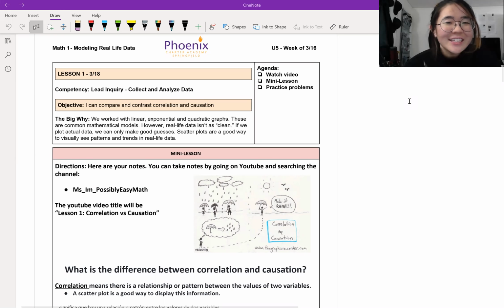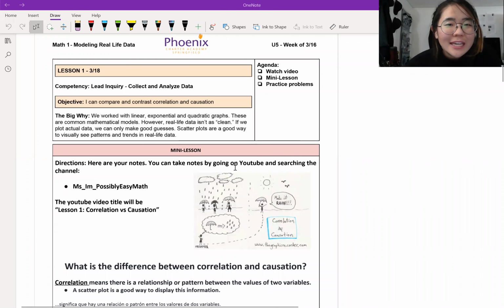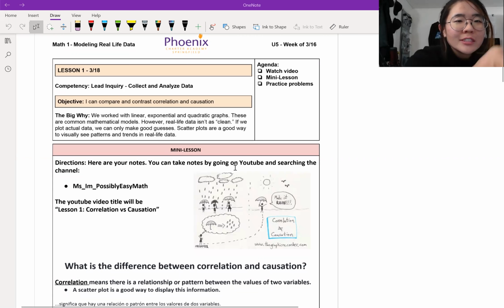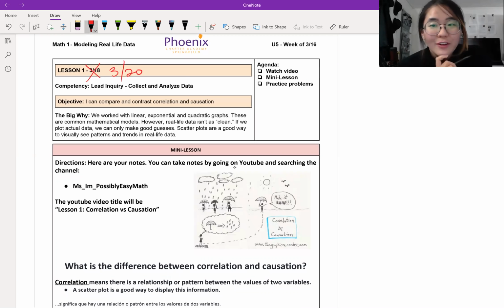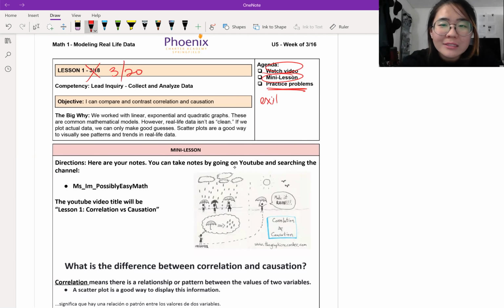Okay, so this is our document for today. I do need to change that date. It's actually 3/20 because it's Friday. Our agenda for today: as you watch this video, you should fill out the mini lesson, and then your goal is to finish the practice problems as well as the exit ticket.